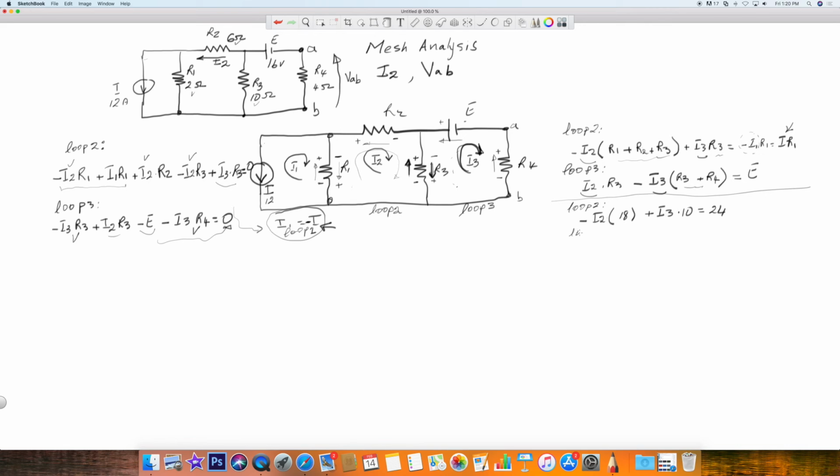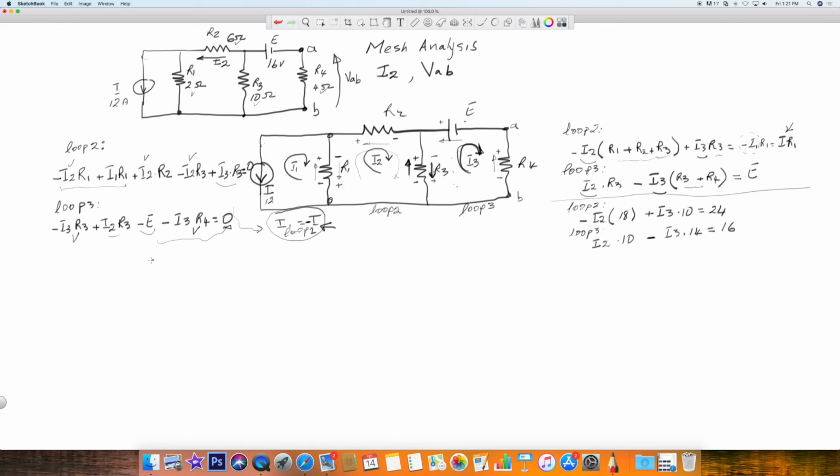So how about loop 3? Okay, so we're going to do the same thing with loop 3. We're going to put some values, right? So I have plus I2, so just leave it as I2, times R3, which is times 10. And then minus I3, right, times R3 plus R4. So what do we have? We have 10 and 4. That would be a 14. Agreed? And what do we have now? Equals to E, and E happened to be 16. So we can put that over here. Fantastic.